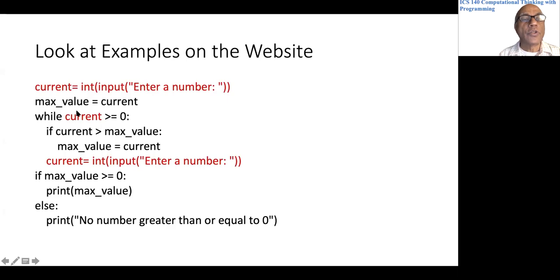So if you get a negative number, you will stop. So we read in a value, current, and at that point, let's assume that is the maximum value. That is the only value that we have seen, that is our maximum value.